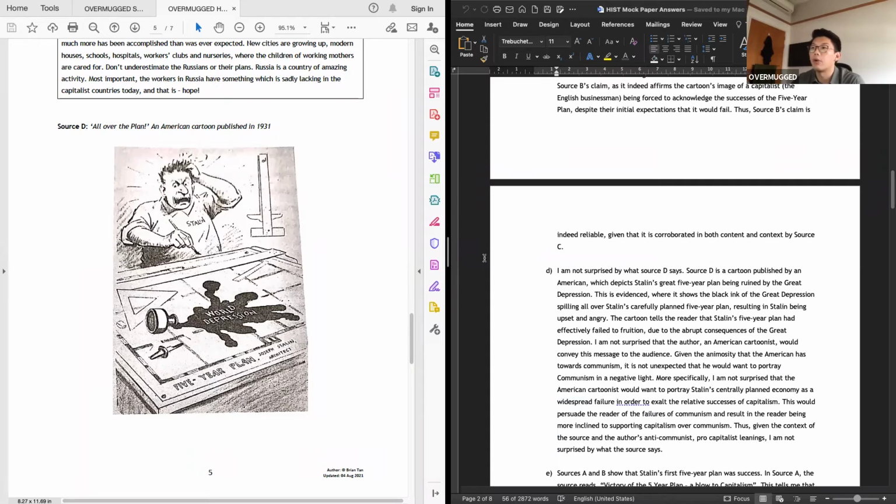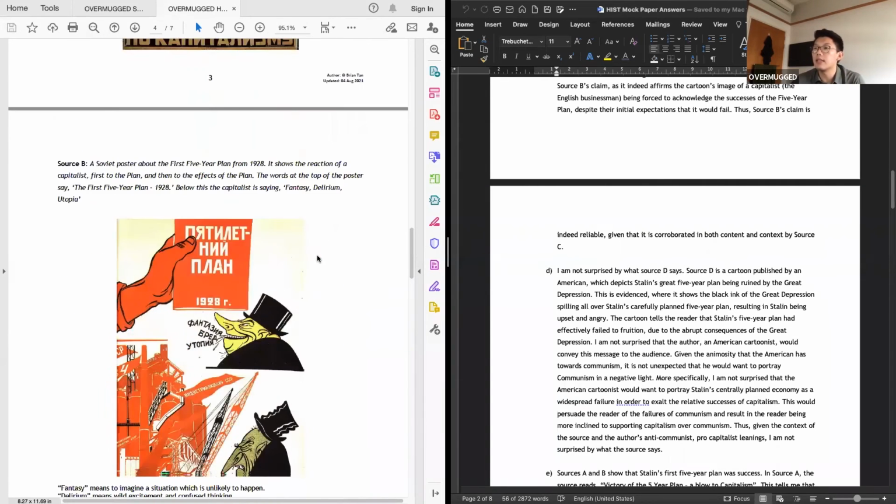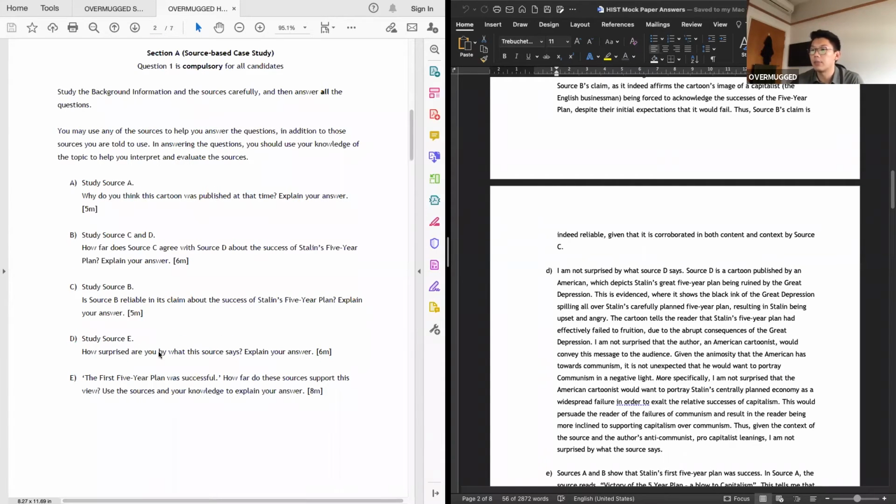You don't have to write more, because it is very clearly stated in the question demand: how surprised are you by what this source says? You just have to say you're not surprised.